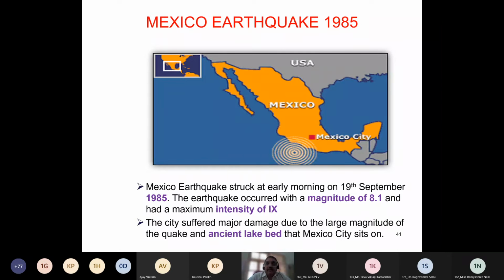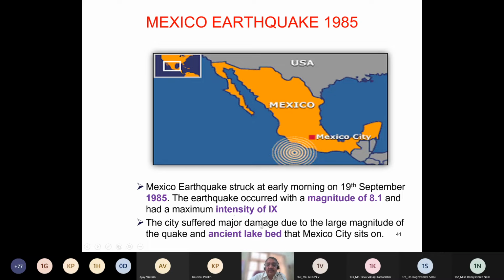1985 Mexico earthquake. The Mexico earthquake also reinforced the effect of liquefaction, and also the magnification of seismic waves when those waves pass through the subsoil. The Mexico earthquake struck in the early morning on the 19th of September 1985. The earthquake occurred with a magnitude of 8.1 and maximum intensity of 9.